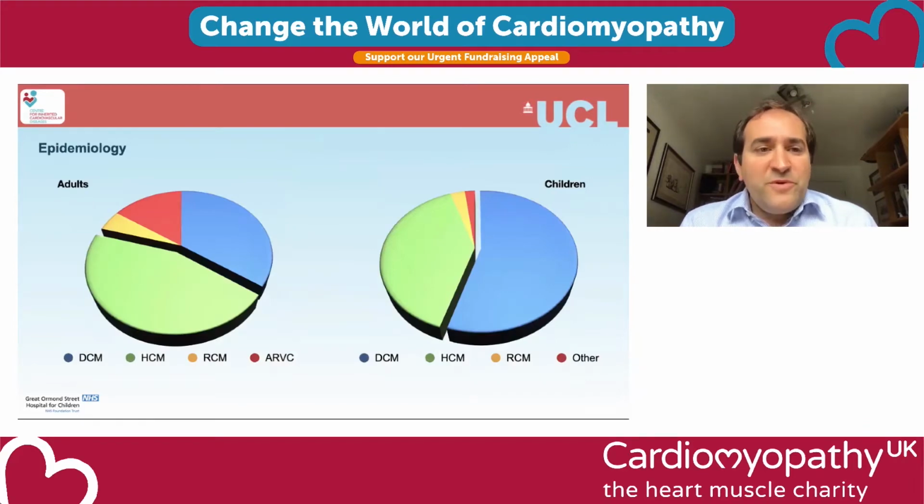In terms of how common these conditions are, we know that in adults, the most common of the cardiomyopathies is hypertrophic cardiomyopathy, followed by dilated cardiomyopathy, and the others are a little rarer. In children, it's not dissimilar. We think that possibly dilated cardiomyopathy may be a little bit more common. Hypertrophic cardiomyopathy is the second most common type of cardiomyopathy in children and in young teenagers.